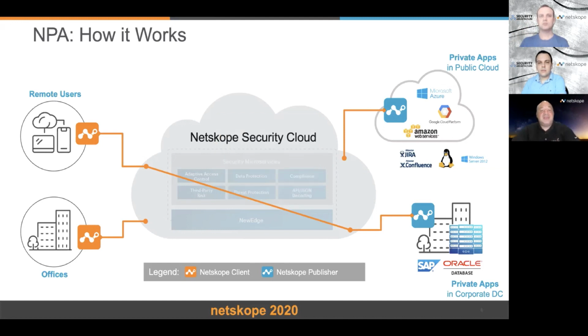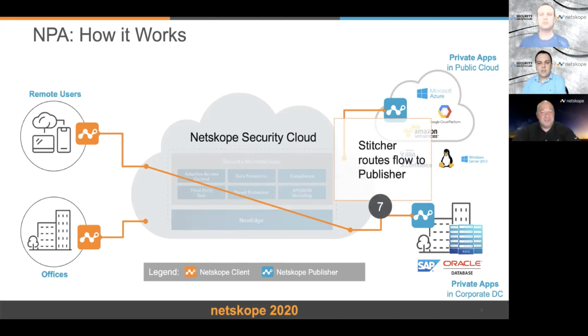So this allows you to have very high degree of resiliency and efficiency because you're not bound to have publisher connect to the same Netskope cloud location that the user is. They're connected to the closest, most performant Netskope security cloud location, which is New Edge. And then within our cloud, these connections are dynamically stitched based upon user entitlement.